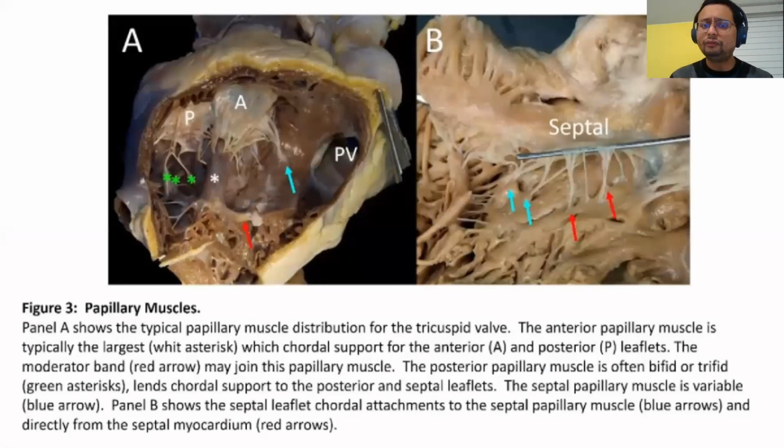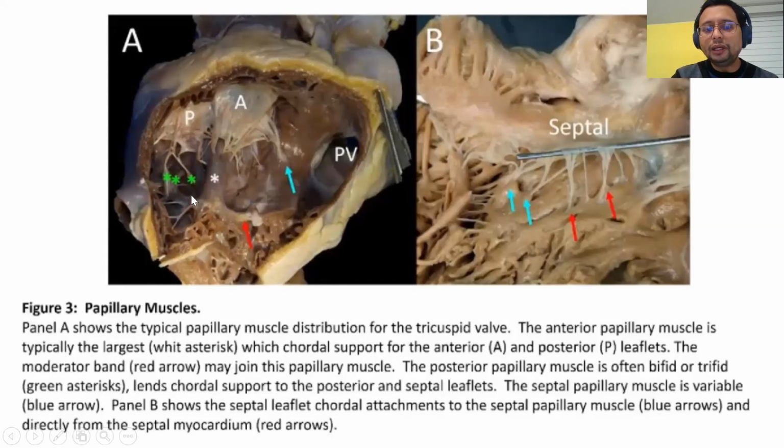What about the tricuspid valve? The tricuspid valve has three papillary muscles. What are the three papillary muscles? Anterior, posterior, and septal, following their namesake in the leaflet. So, the difference between the papillary muscles is like so.